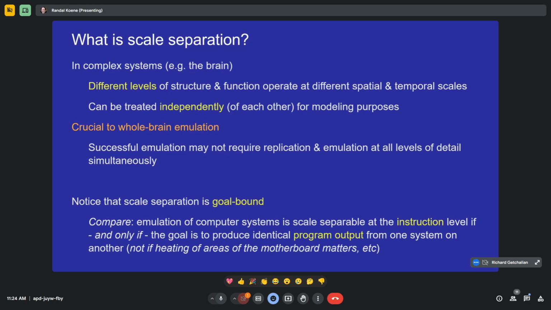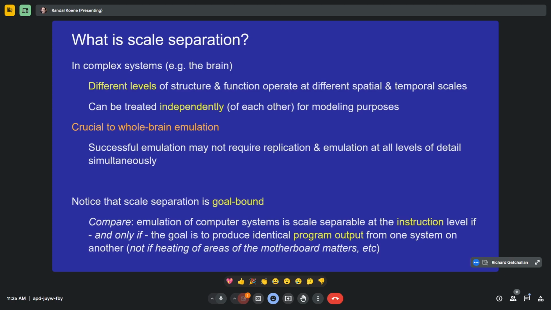What is scale separation? Scale separation refers to the idea that in complex systems like the brain, different levels of structure and function operate at different scales, both spatially and temporally, and can be treated independently of each other for modeling purposes. In the context of whole brain emulation, this can be crucial because it implies that to successfully emulate the brain, one might not need to simulate all levels of detail simultaneously. At some level, we can aim for substrate independence, as we're calling that. Notice that the appropriate level depends on the goals, for instance, our success criteria.